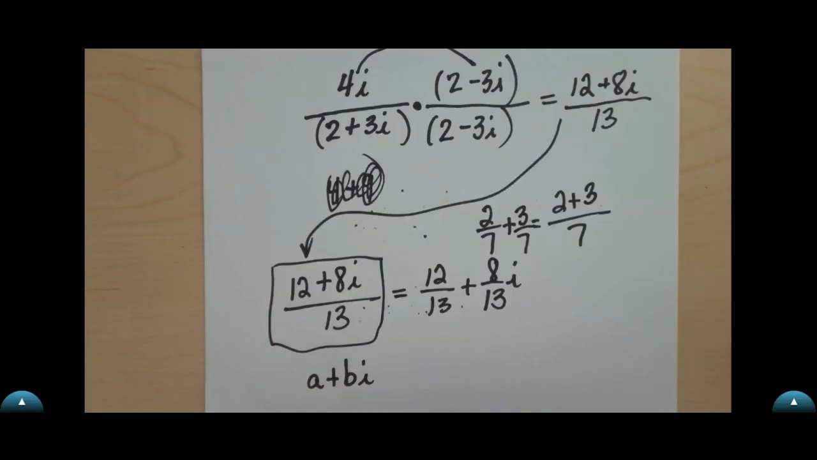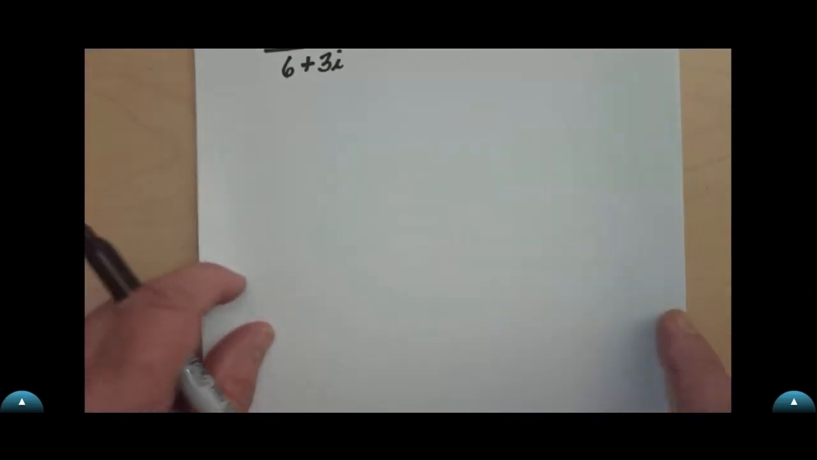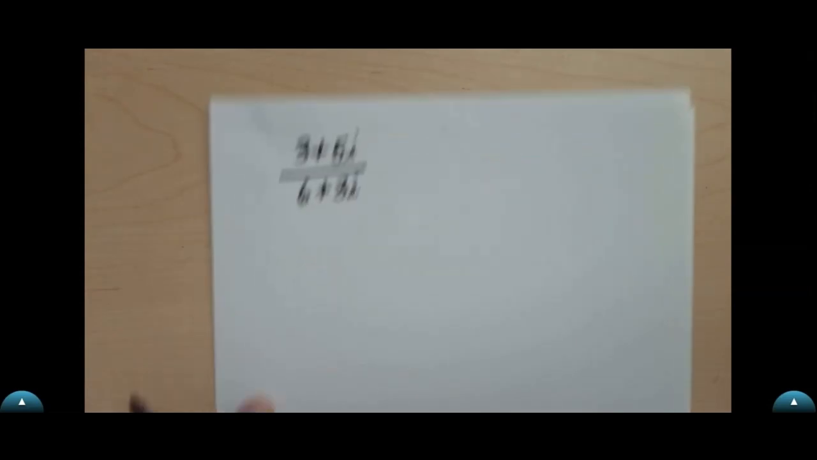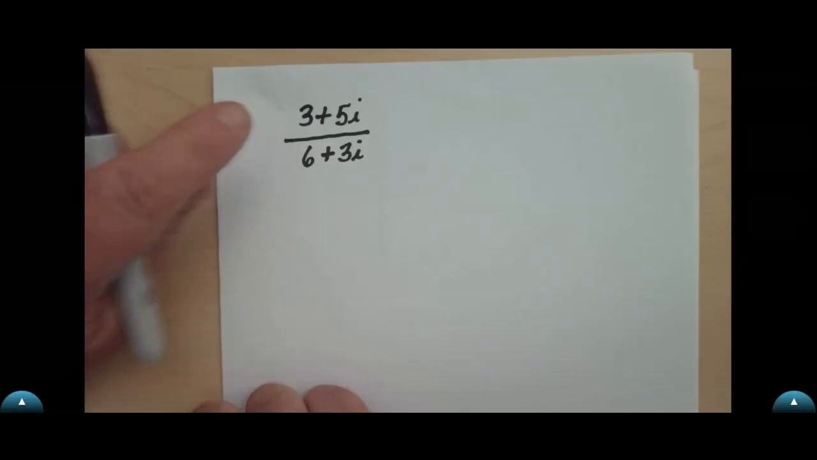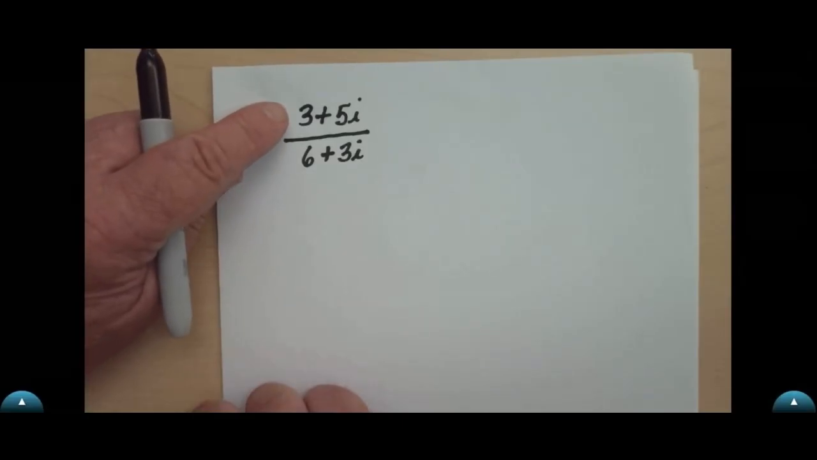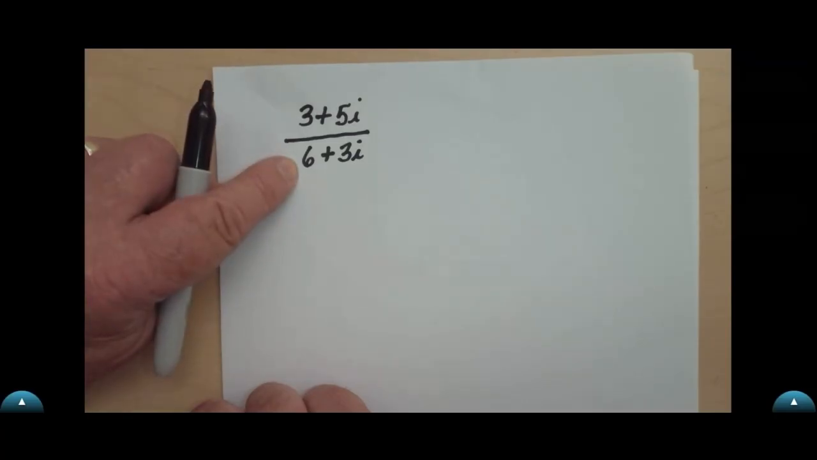So let's look at one more of these. And this one is a little bit different because we've got complex numbers that aren't just imaginary on top and bottom. But what we do is the same. So we want to do 3 plus 5i divided by 6 plus 3i. So that denominator, 6 plus 3i, what do I need to multiply it times to get rid of the I there?